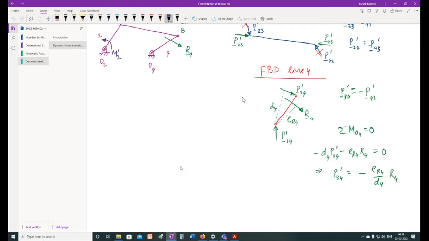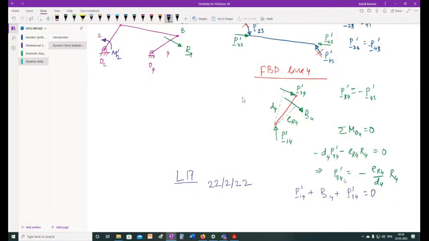So we start here, our lecture number 17. Write down here: P14 plus R4 plus P34 is equal to 0. This represents a vector diagram where this R4 is known to us.